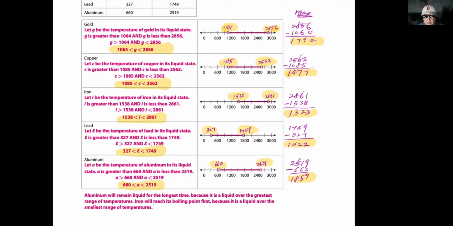And then 1323 is the smallest, so the iron is in the liquid state for the shortest range of temperature values in centigrade. And another interesting thing is that the lead becomes a liquid at the lowest temperature, and it becomes gaseous at also the lowest temperature out of any one of these. All right, so that's what you have to describe right here, guys.